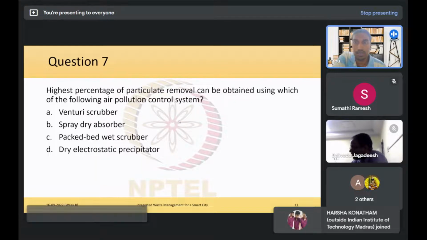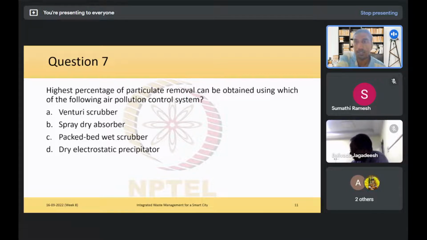Question 7 is, highest percentage of particulate removal can be obtained using which of the following air pollution control systems? Option A is Venturi scrubber, option B spray dry absorber, option C is packed bed wet scrubber, and option D is dry electrostatic precipitator.